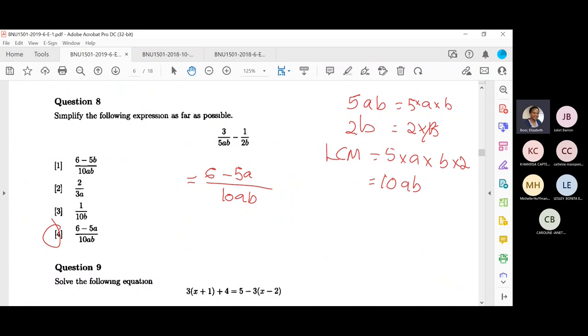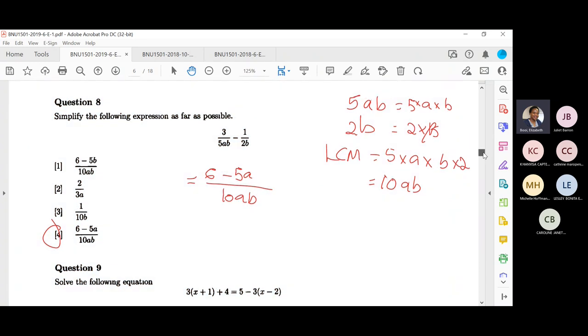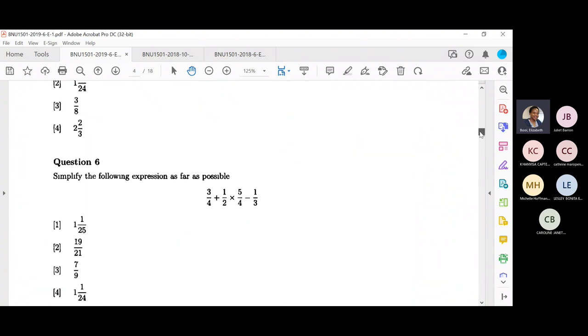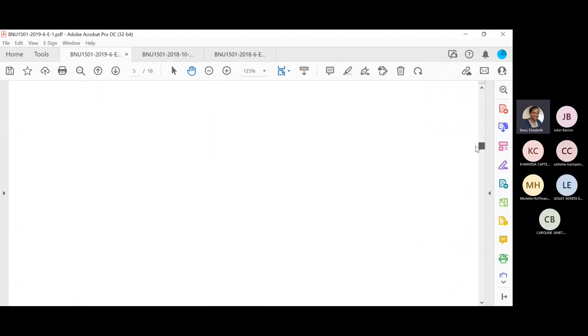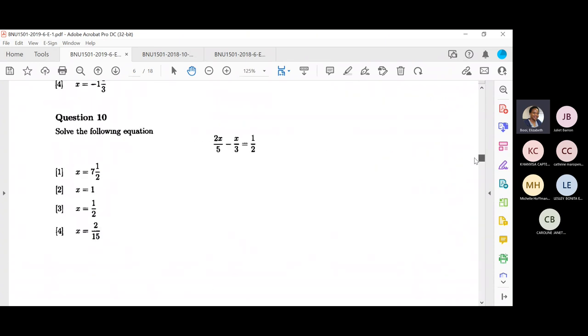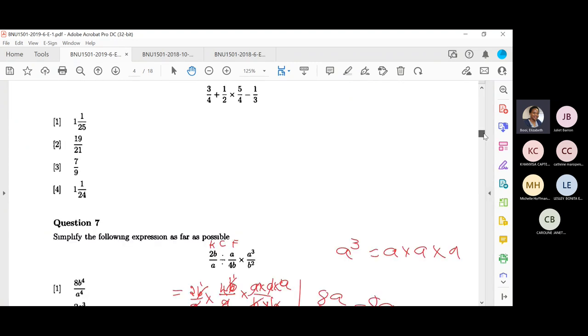Okay, so that covers almost everything that I wanted to showcase and show you how to simplify fractions with powers, lowest common multiples, and so on. So we have covered almost 1, 2, 3, 4, 5, 6 questions that will appear in your question paper, probably. The others are more about expressions and equations. We will solve them next week when we deal with that.